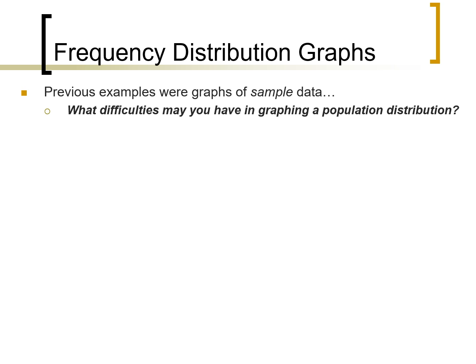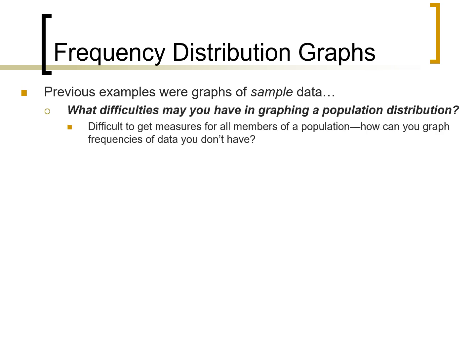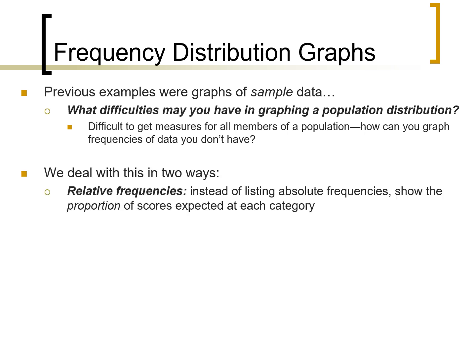Well, sometimes populations have a lot of data points in them, and so that can really complicate a histogram if you have thousands of data points potentially. And the question is, how do you graph frequencies of data that you don't have? Well, we're starting to do inferential statistics. We're going to have to do some estimation. And we deal with this specifically in 2 ways. So one is relative frequencies.